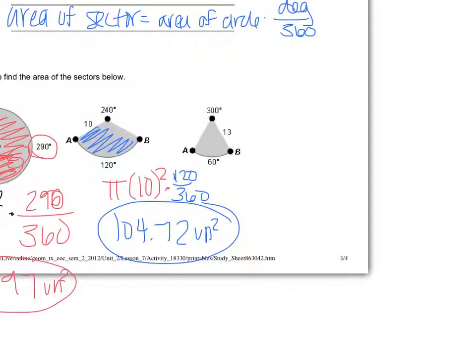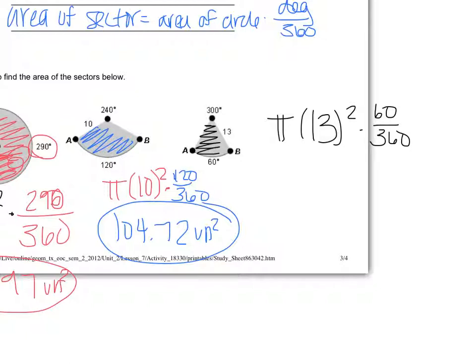So then for my last one, again, same formula. My radius this time is 13. My degree, it wants this section here, which is 60 degrees. So pi times 13 squared times 60 over 360. And that's going to give me 88.5, or 88.49, I guess, units squared.